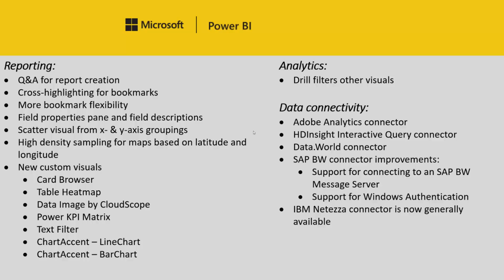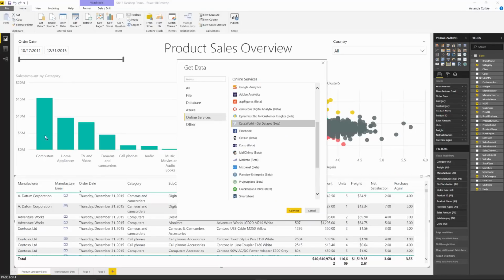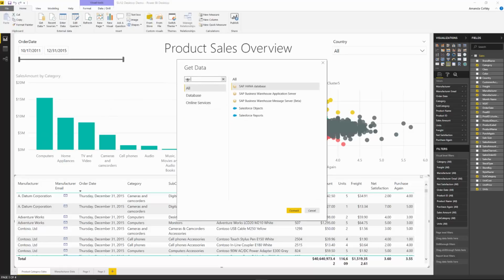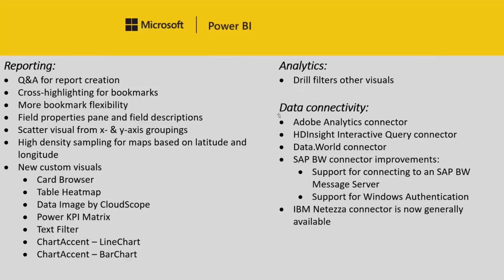We also have two SAP BW Connector Improvements. The first of which is the ability to support connecting to an SAP BW message server. One of the top requests we got related to our SAP BW connector was support for being able to specify a message server instead of an application server. So to enable this, we now have both options here. So you'll be able to specify an SAP BW application server or the message server as an option whenever you're connecting. We also have new support for Windows authentication as well whenever you're connecting to SAP BW.